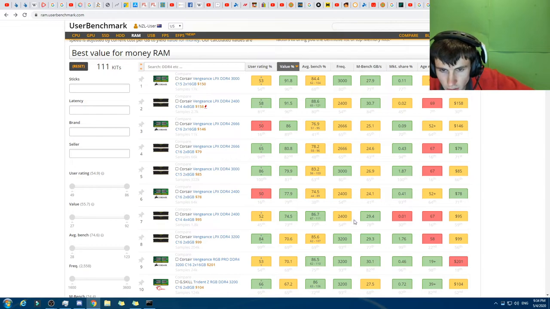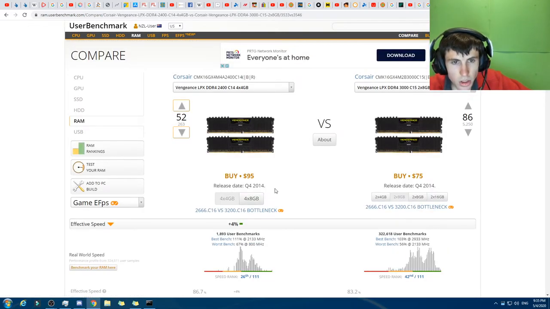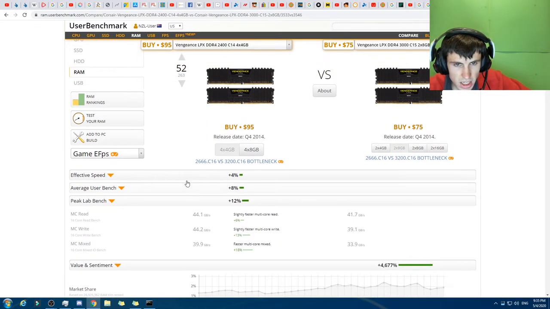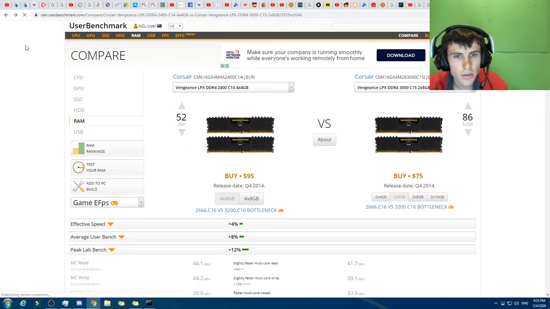Oh wait, no, of course, we could go this direction. Can we? Will that make sense? Oh yeah, because that's a little bit more expensive. Oh, that's the 4x4, which I wouldn't really want to get. Oh wait, that's way more expensive. But that's a lot more expensive for not really many more percentage points. Maybe that one there, but that's 4x4, which is not particularly my cup of tea. There we go, 4% more effective speed for $20 more. I mean, that's not a bad option. Oh, no, that was the one, yeah, we already had that thought.